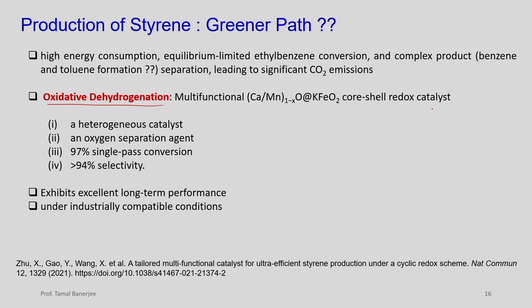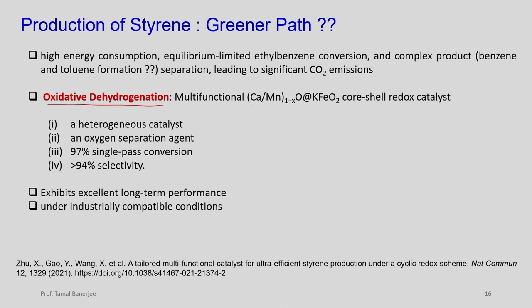So what it does is, in the first half of the cycle, similar to the previous slides, it will lose oxygen, and in the second cycle it will add up oxygen from air. In the first cycle it will lose the oxygen, it will donate it to the hydrogen of the ethyl benzene molecule, so that hydrogen combustion takes place to water, H2O. So in the next half of the cycle, on the next stage, it will gain that oxygen from air.